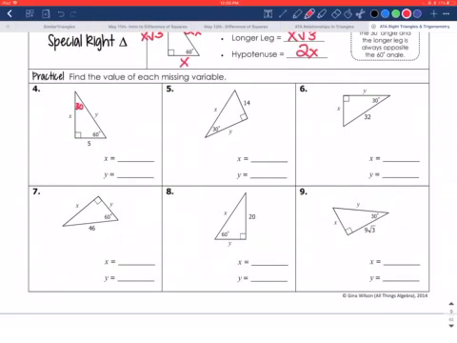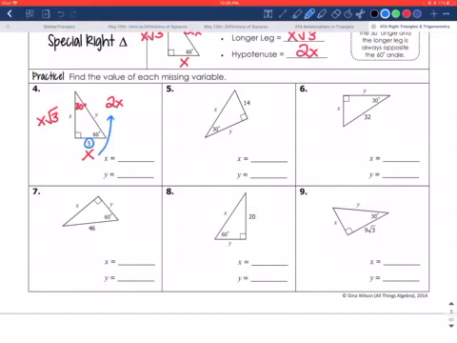So for number 4, they gave us the smallest leg here. That's 30 degrees. So the smallest leg is opposite of that. So I'm just going to write these ratios just so that you can see how to get from one to the other. So this is kind of like your formula, your template on how to do this. Okay, I'll just kind of show you.